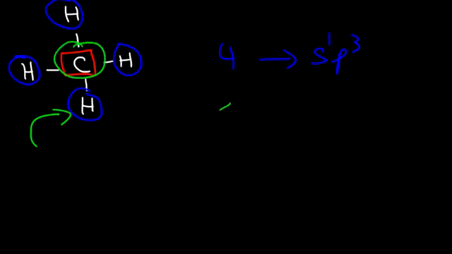Methane. What is the hybridization of the carbon atom in methane? So this carbon atom has 4 groups attached to it. 1, 2, 3, 4. So therefore, it's going to be sp3 hybridized. Now what about the hydrogen? The hydrogen only has 1 group attached to it. So the hybridization of hydrogen is simply s.